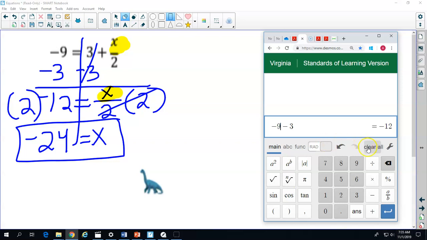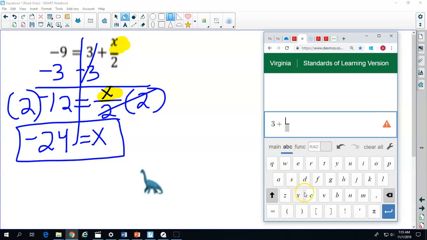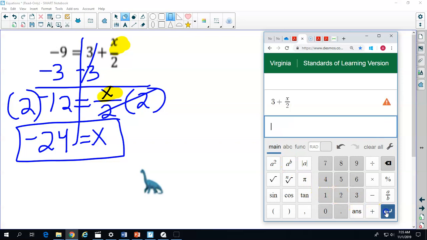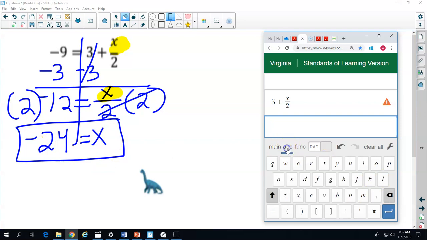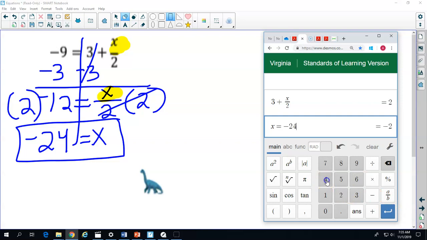We can go into Desmos and check it. And I'm going to put in 3 plus x over 2. 3 plus, use my fraction. x on the top, 2 on the bottom. Go to my next line. I got x equals negative 24. x equals negative 24. And it gives us the negative 9. So we're looking for the negative 9 over here. If you look at the equation where the crossbar is, that's what we're trying to see to get the correct check.